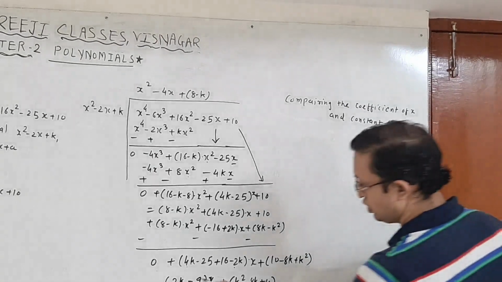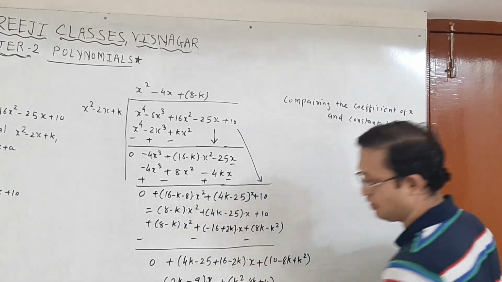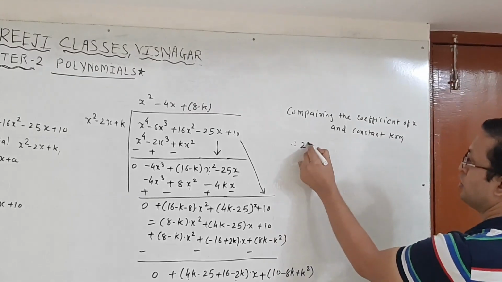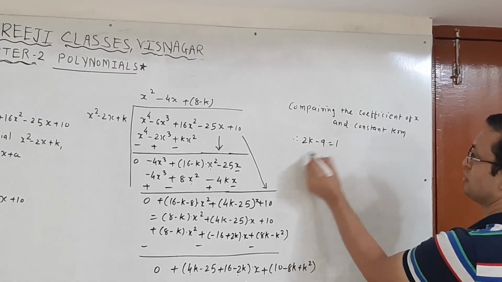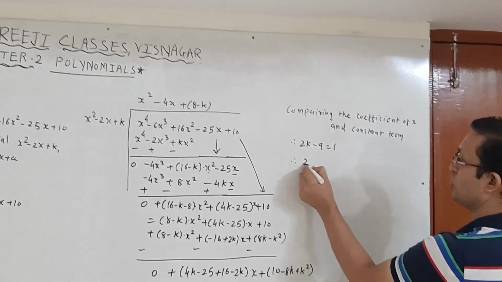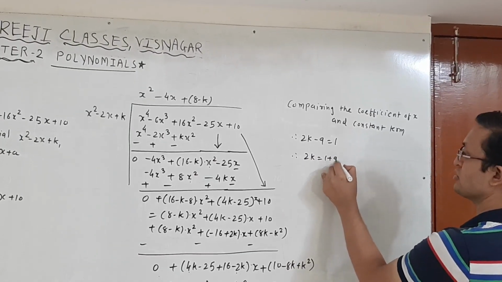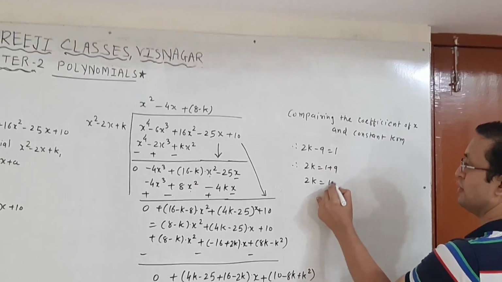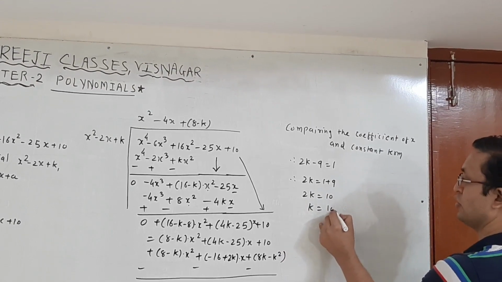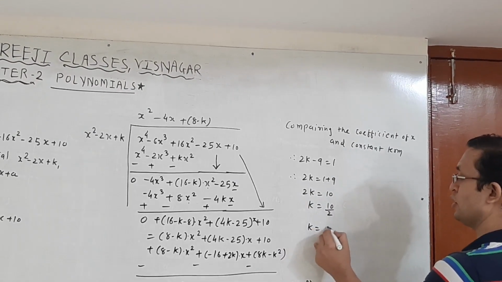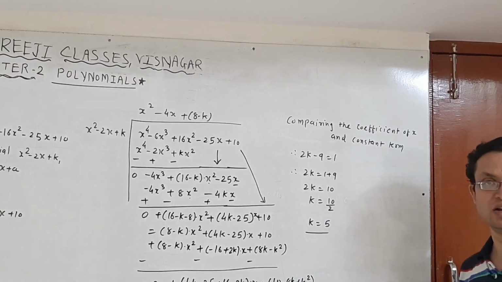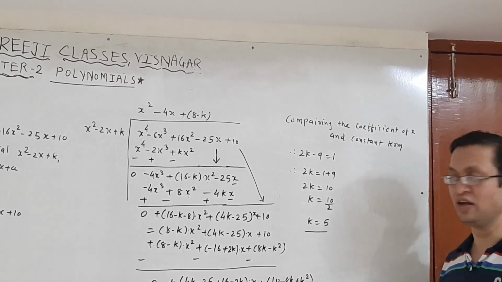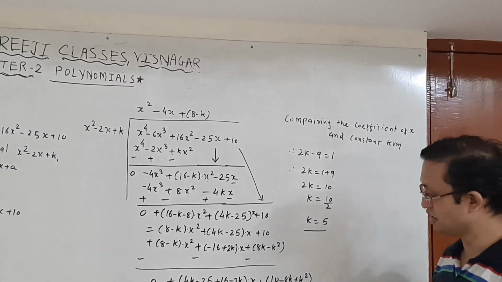Therefore, 2k minus 9 is equal to 1. Therefore, 2k is equal to 1 plus 9. 2k is equal to 10. Therefore, k is equal to 10 divided by 2. k is equal to 5. Okay, we found the value of k first. Again, comparison with the constant term.